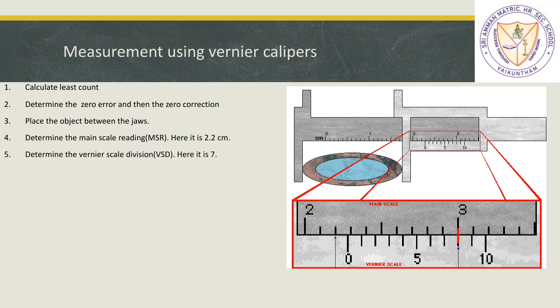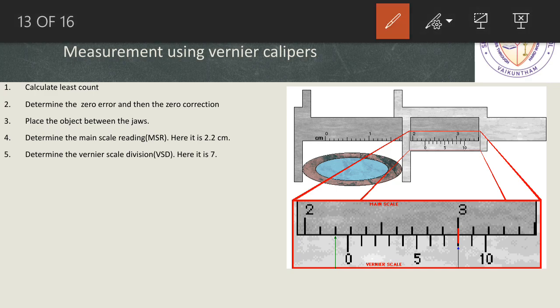Then determine the vernier scale division which is coinciding. So the red mark over here, you can see, this division is coinciding properly with the main scale. So this is the coinciding vernier scale division. How much is it? It is 8. I have written it as 7, but it's 8, right? It's 8.